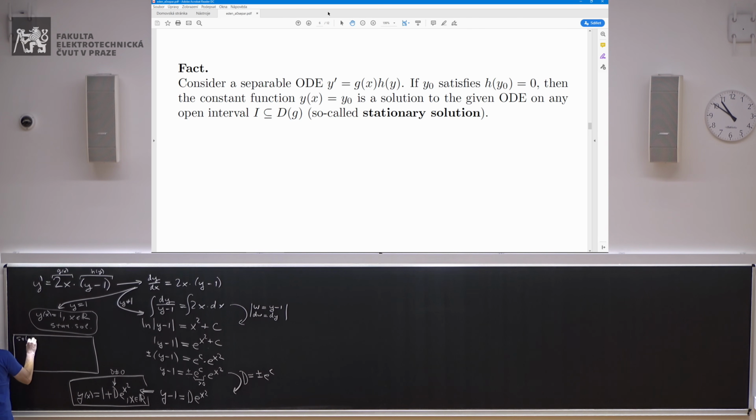The solution is y(x) = 1 + d e^(x^2), x real, or y(x) = 1, x belonging to real numbers. Now, is that a general solution? The answer is, well, it's not one formula.